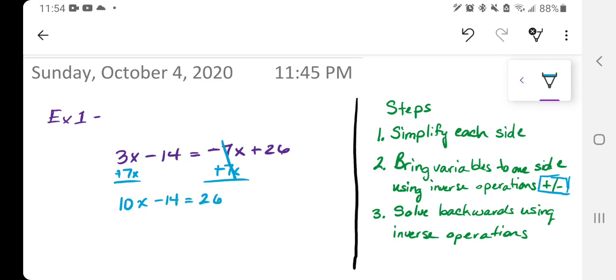Well, now this looks like a regular two-step equation. And so you get to go to rule number 3, which is solve backwards using inverse operations, right? And we talked about this before. In order of operations, we normally would do the multiplication first with this 10 times x and then subtract the 14. So we're going to do the opposite of that, all right? And we're going to go ahead and add 14 to both sides.